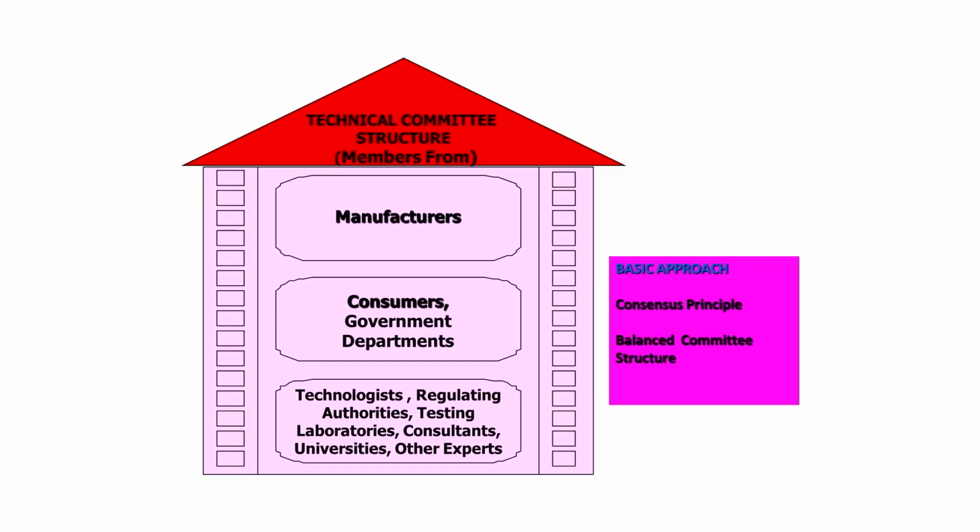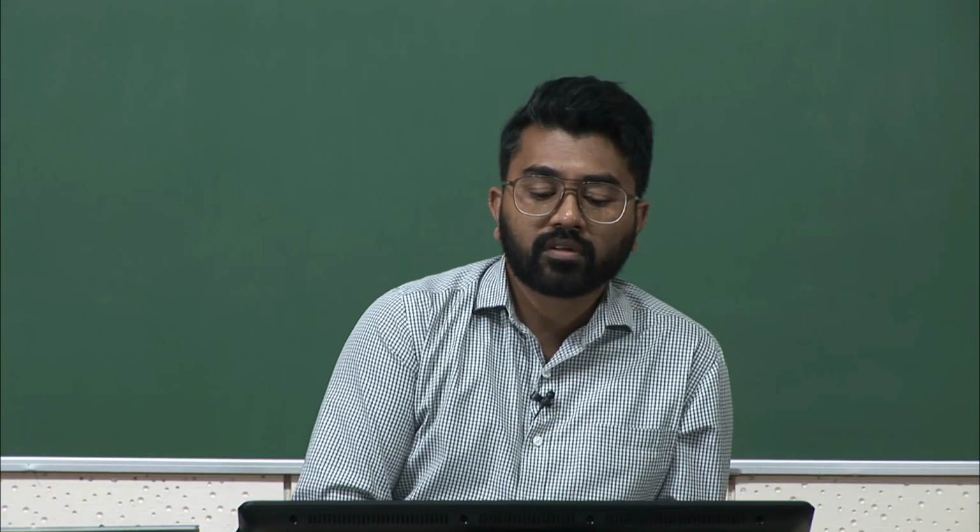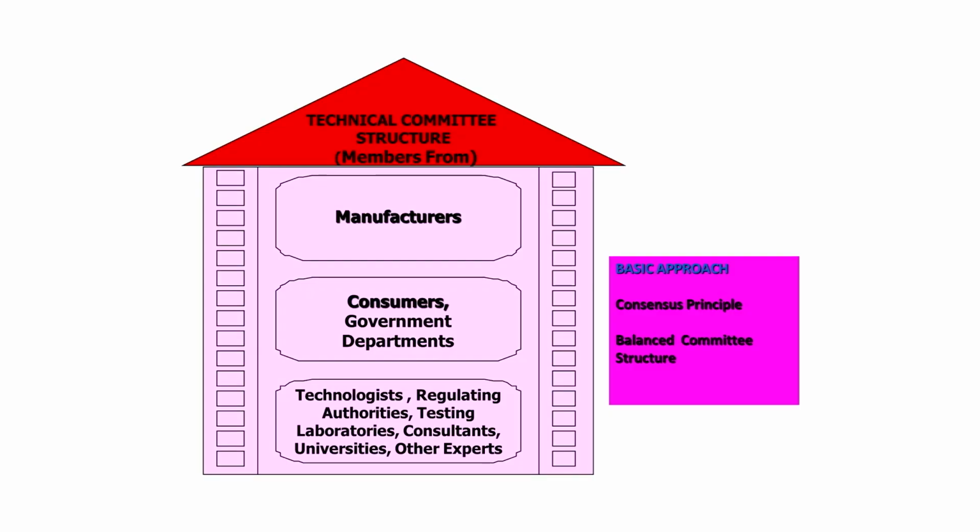The technical committee structure basically has manufacturers, then consumers, government departments, then at the lowest strata the technologies, regulating authorities, testing labs, consultants, universities and other experts. So, there is a huge ecosystem. It is not just one panel of experts or one committee overseeing this entire operation of building standards. You have a lot of stakeholders here, which includes consumers, manufacturers, auditors, consultants, and universities such as IIT Delhi, for example.